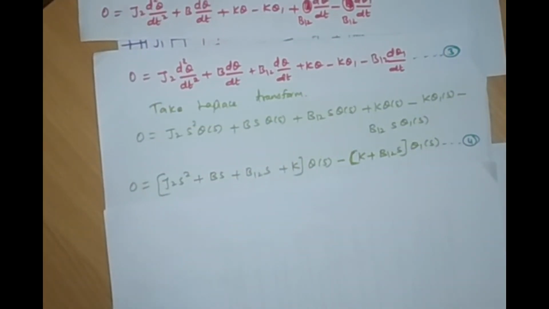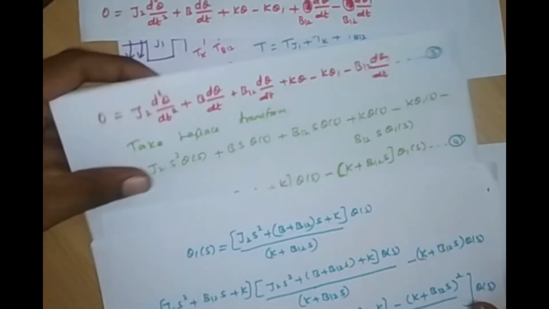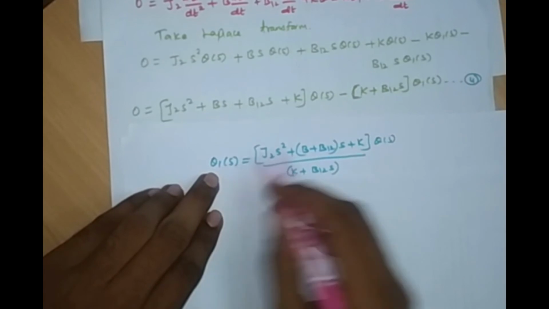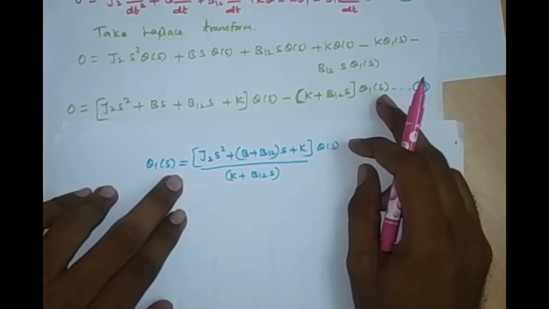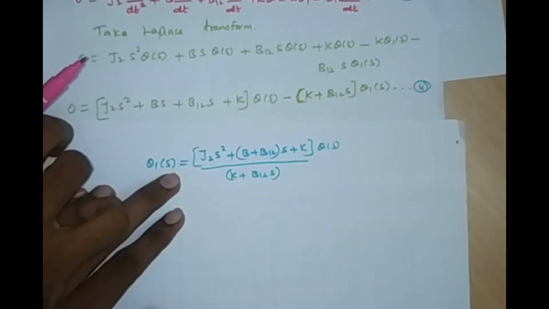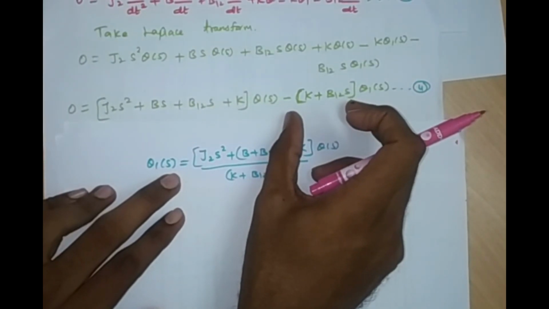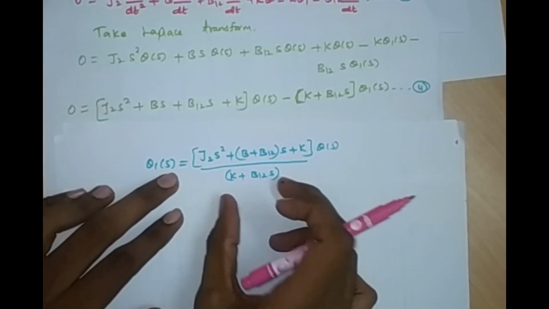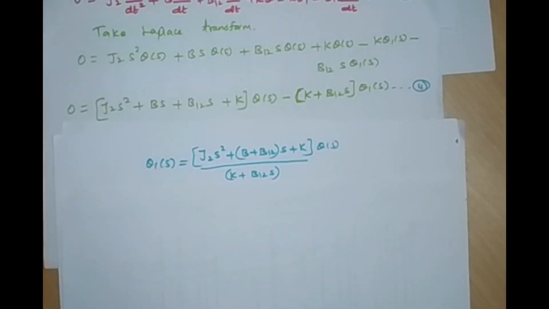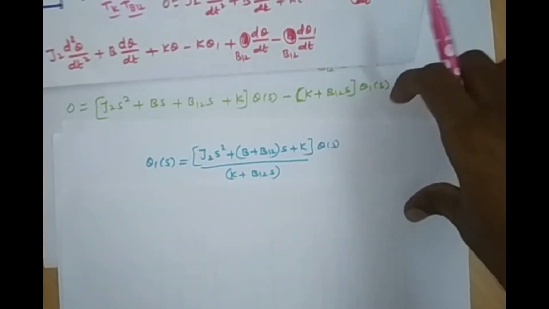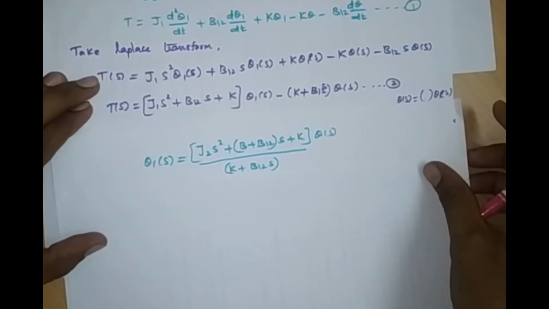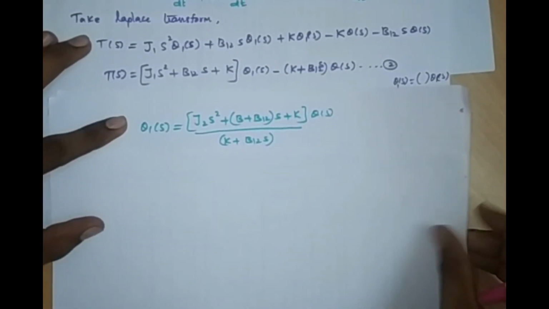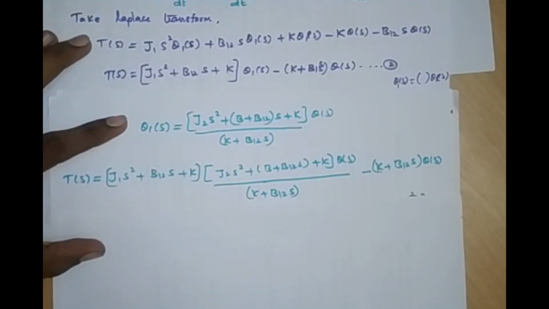So from this equation, I'm writing the theta 1 of S equation like this. You can see theta 1 of S is equal to the whole term moved to the other side, and this particular K plus B12 S comes in the denominator, the whole term divided by K plus B12 S. This is the equation for theta 1 of S. So let's substitute this theta 1 of S in the second equation. I am going to substitute this value here. The result will be this.